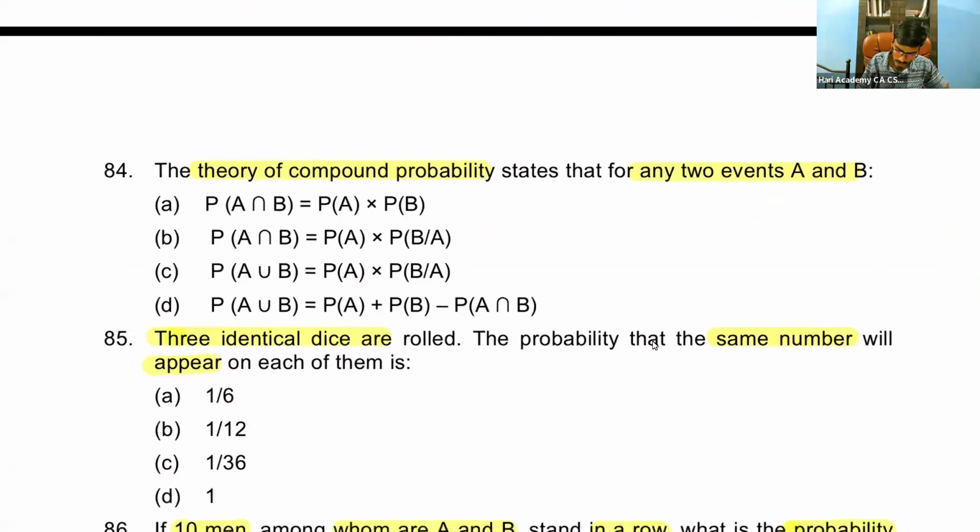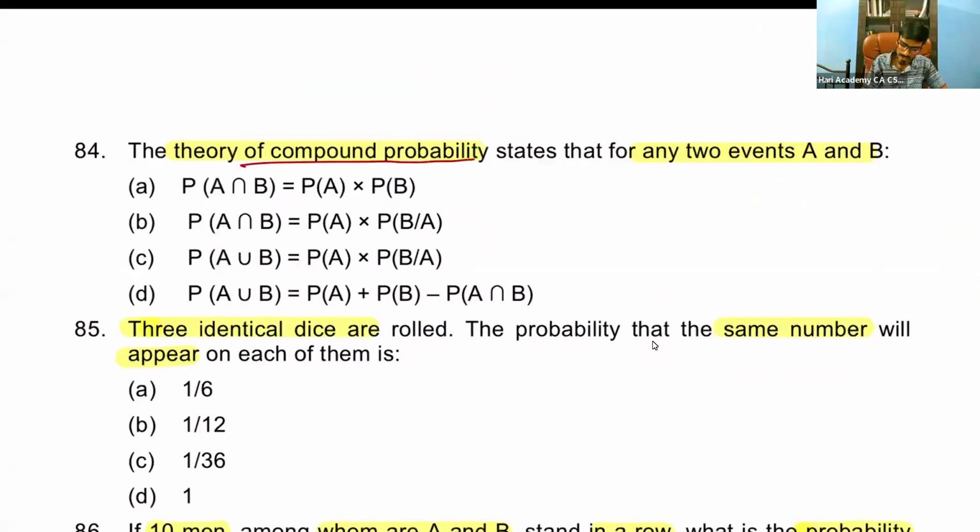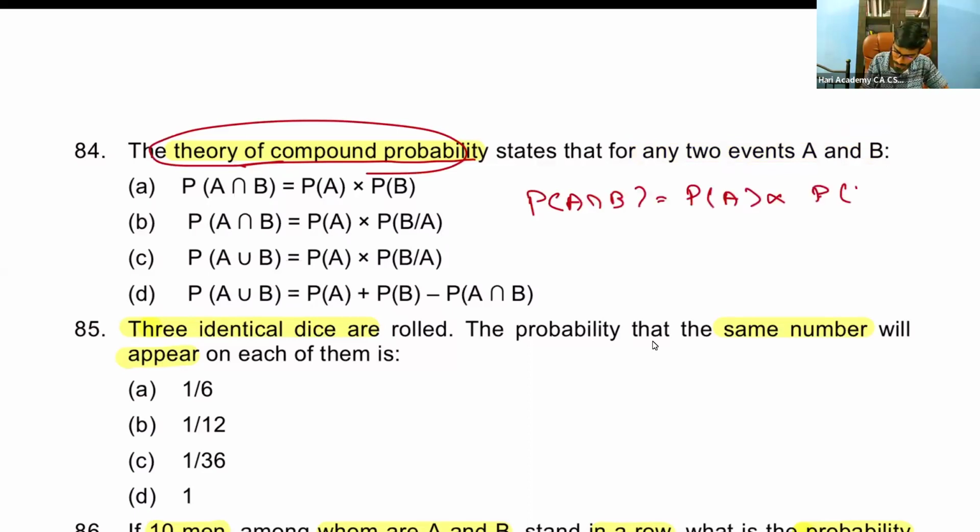Question number 84. Theory of compound probability states any two events. Direct formula. Compound probability is nothing but P of A intersection B is equal to P of A into P of B by A. It is a direct formula we are having. So we will go for option B, or alternatively P of A intersection B is equal to, we will do with another formula also.